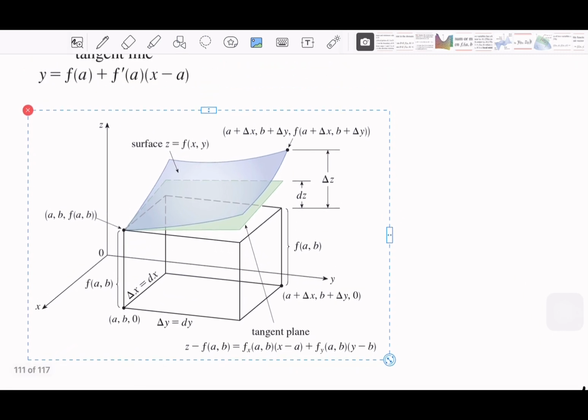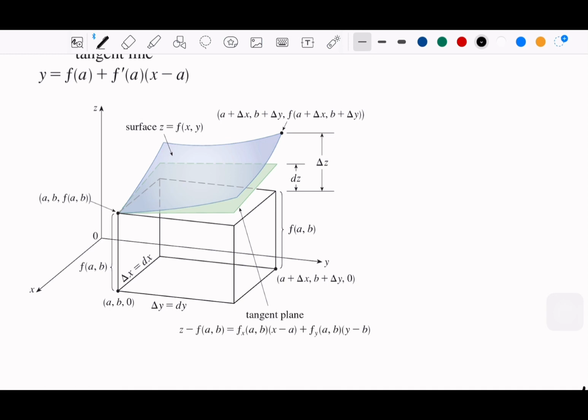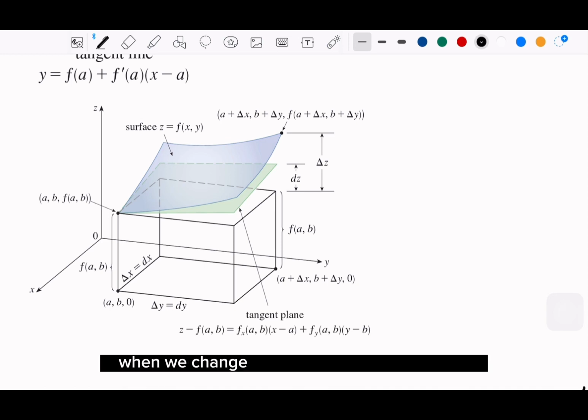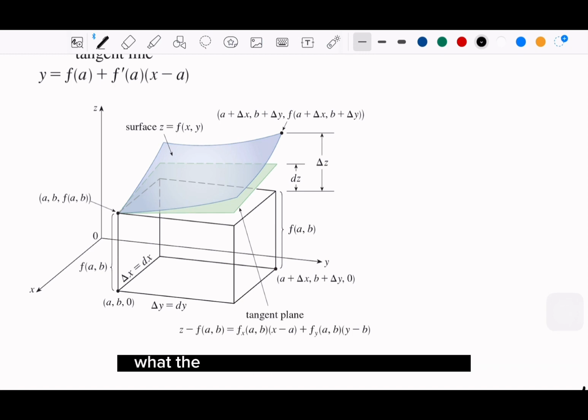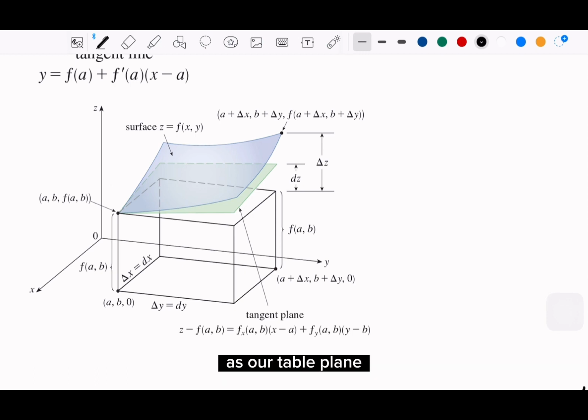So you can see that when we change our variables, x and y, we have a delta x and delta y. Basically, what the tangent plane will be is z minus the point when we put the a, b for the function. And the function itself is our z, okay? And this is practically the same as our tangent plane equation. So this is for the first tangent line, the T1, T2, right? And then you will see that it will change by some delta, right?